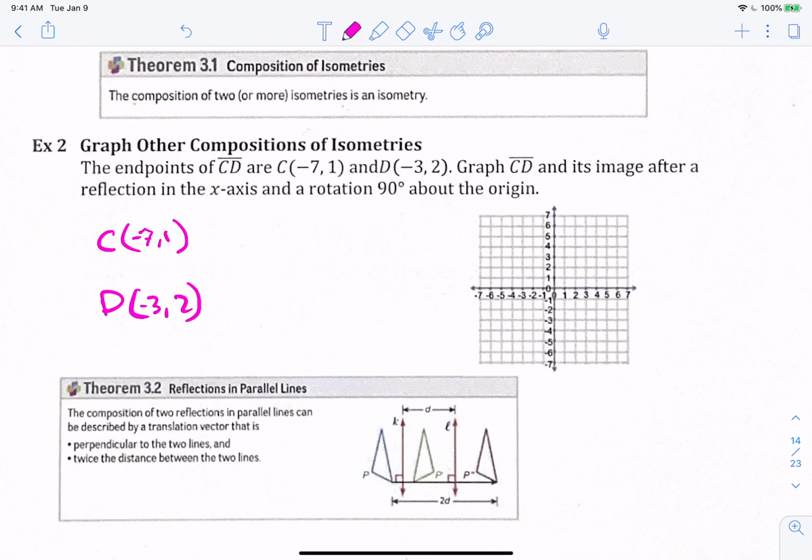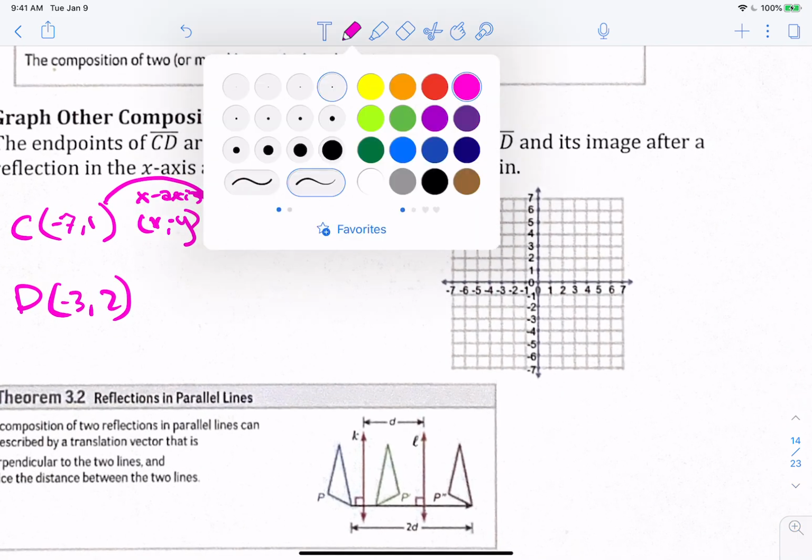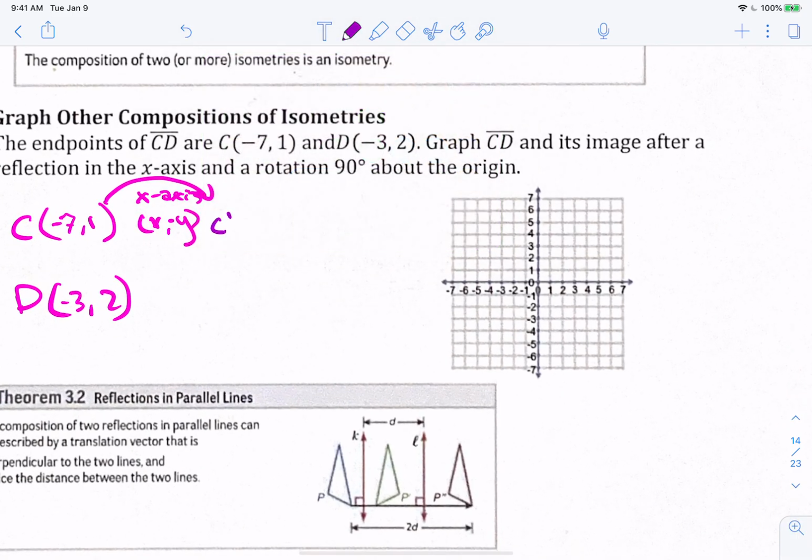Okay, first thing that we are doing is what? Reflecting across the x-axis. So x-axis, okay? And when we do that, x, negative y. These are all rules that you should have at the top of your sheet. So C prime and D prime. That's what we need to do now. It would be negative 7, negative 1. Just the y coordinate becomes negative. Negative 3, negative 2.